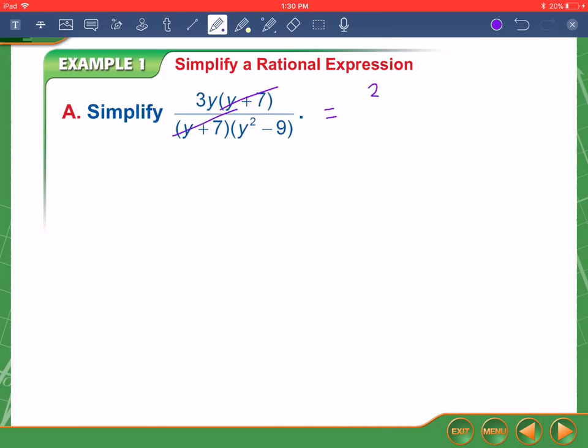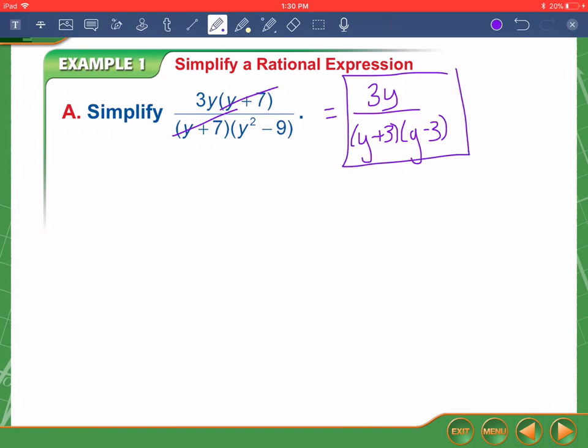So now in the numerator, I'm left with 3y over, in the denominator, I always make sure to see if I can factor further. And y squared minus 9 factors down to be y plus 3, y minus 3. So now double check. Are there any factors present in the numerator and the denominator that are in common that I can get rid of? No, there's nothing else in common, so I've simplified completely. So I get 3y over y plus 3 times y minus 3, or you can say it's 3y over y squared minus 9.